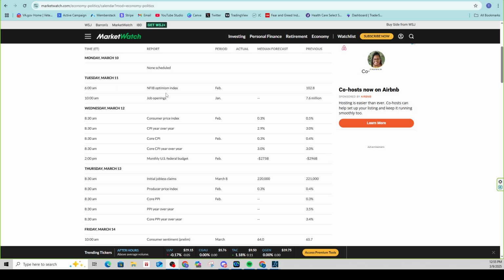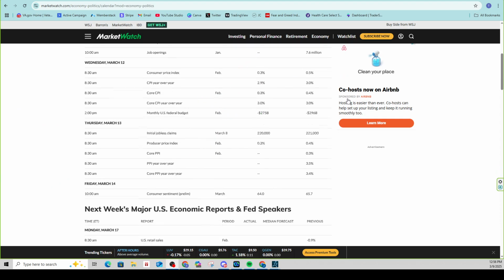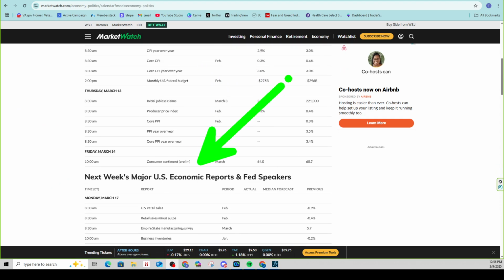Monday, there's nothing scheduled. Tuesday, NFIB Optimism Index. Optimism, that's a great word. That's kind of how I feel about 3 weeks down, and we just happen to come into a little bit of demand. So let's see if there is any optimism in the market. At 10 o'clock Eastern Time, job openings, and then things start to sound a little bit more interesting as we get into Wednesday with Consumer Price Index, CPI, monthly US federal budget, and then Thursday, again, initial jobless claims and core PPI, and then on Friday, consumer sentiment.